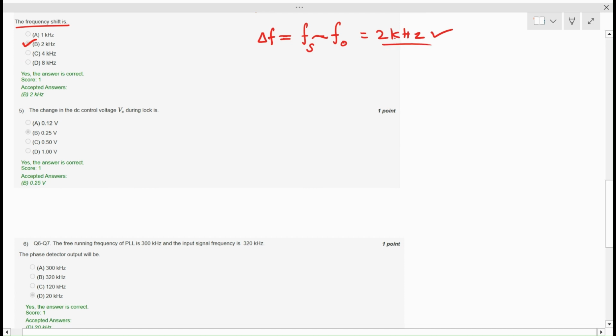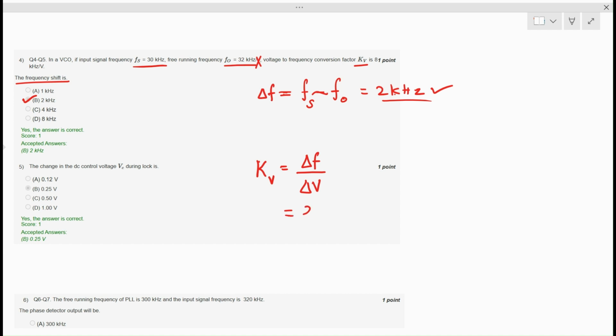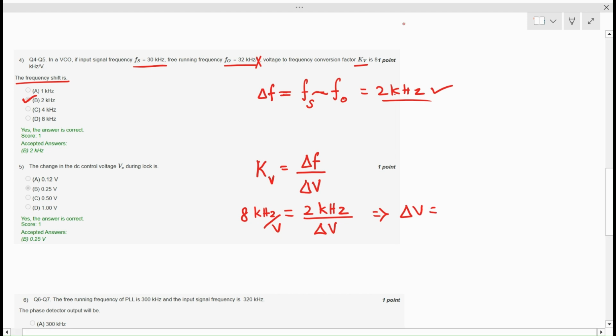The fifth question is the change in the DC control voltage during the lock. The lock is happening for 2 kilohertz, so the free running frequency has to move from 32 kilohertz to 30 kilohertz. It has to reduce. We know that kV, the voltage to frequency conversion factor, equals del F by del V. Here del F is 2 kilohertz divided by del V, which we have to find, and kV is 8 kilohertz per volt, which means del V equals 2k by 8k, and that is nothing but 0.25. Option B.